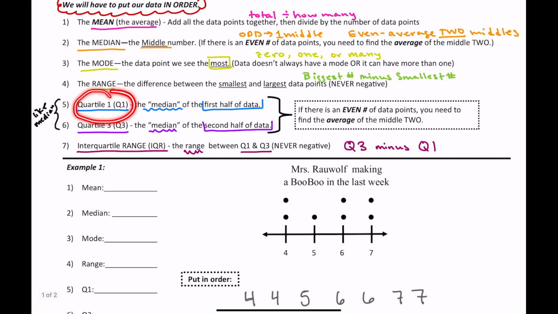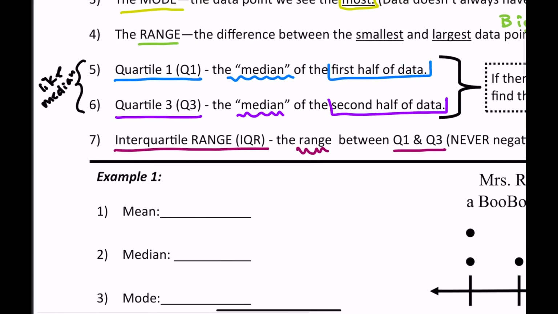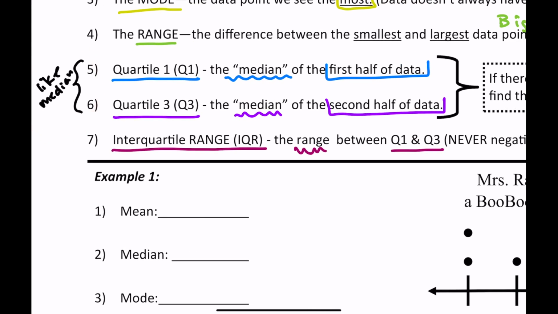So quartile 1, which kind of sounds like a quarter, is the median of the first half of data. So it does the same thing. See how I have this little note here? It's like the median, right? But you look at your first half of your numbers. I can't say quartile, so we're going to call it Q1. You can't find Q1 until you have figured out your median. After that, you can figure out Q1.